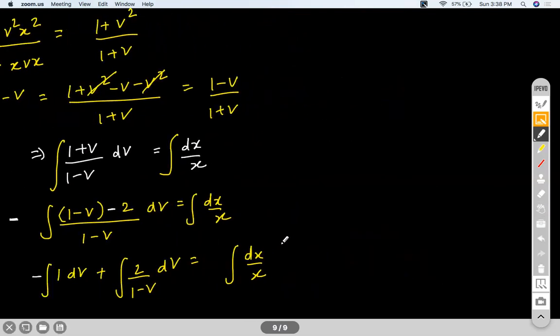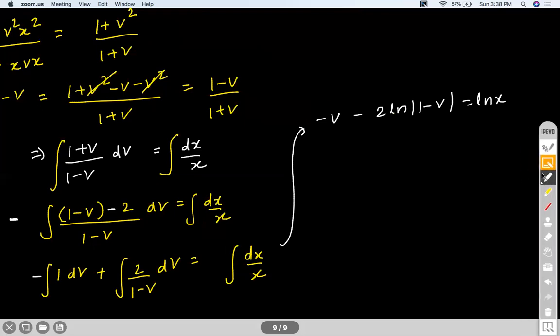Now this is quite simple to integrate. So it just becomes minus v and minus 2 ln mod 1 minus v is equal to ln x. Now the constant of integration can also be written in terms of log itself. So you can say ln c over here. Now I can club up terms. So you can say v is equal to minus 2 ln 1 minus v minus ln x and minus ln c.